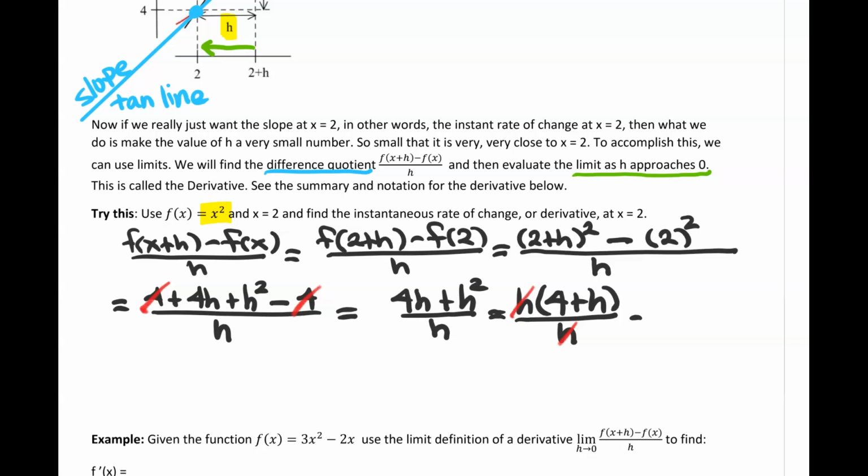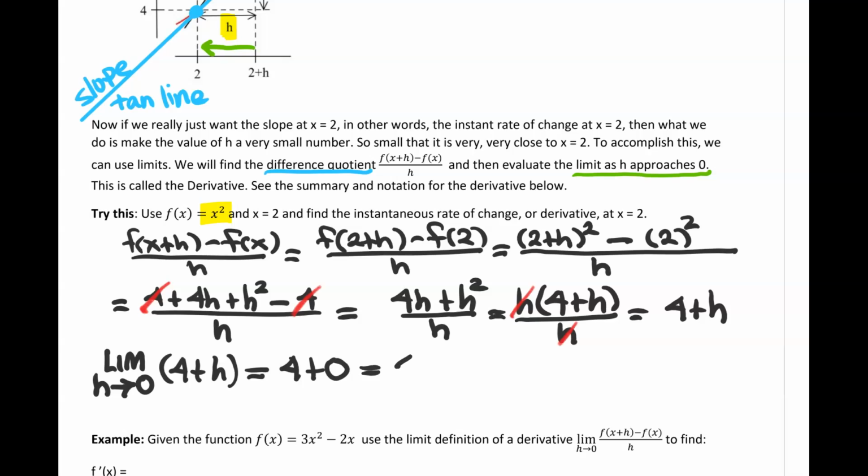Alright, so what we have here, this 4 plus h, is the formula that will give us the average rate of change from a point x equals 2 to a point h units away. But what we want to do is let h approach 0. So if we calculate this limit and let h become a very small number, one of the easiest ways to evaluate limits is direct substitution. So to evaluate this limit, we can just plug in h is 0, and that gives us 4.